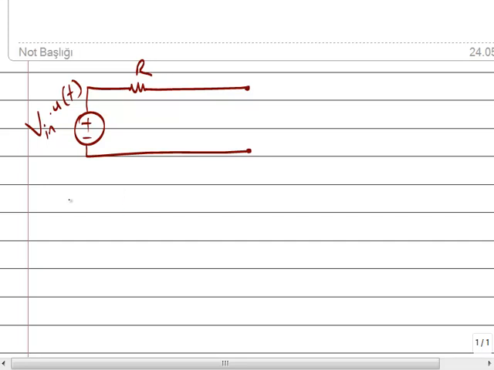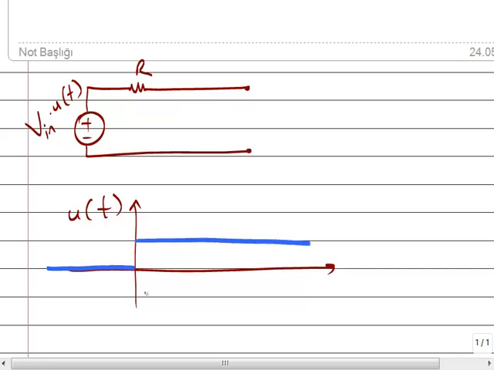What's U of t? U of t is a function that is 0 before 0 and it's 1 after 0. That's it. Okay. This is 1. So it means the voltage source is connected to that resistor at t is 0. That's it.